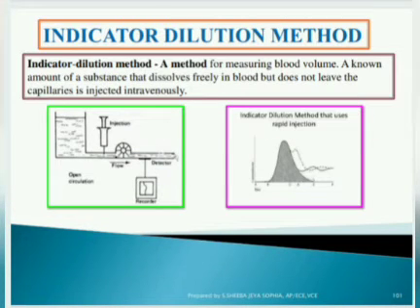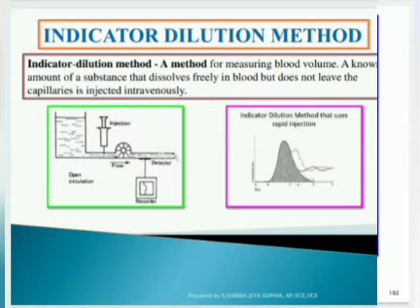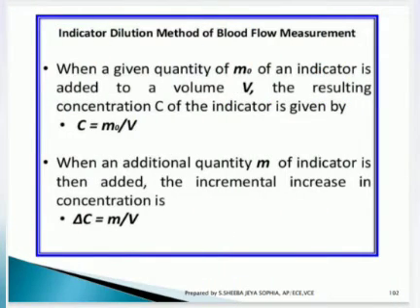Moving to the indicator dilution method, a method for measuring blood volume. A known amount of substance that dissolves freely in the blood but does not leave the capillaries is injected intravenously. So in this method, how much indicator solution is absorbed is calculated. When a quantity m0 of an indicator is added to volume V of the blood, the resulting concentration C of the indicator, that is C is equal to m0 by V, determines the value of the blood flow. When an additional quantity m of indicator is then added, the incremental increase in concentration del C is equal to m divided by V.